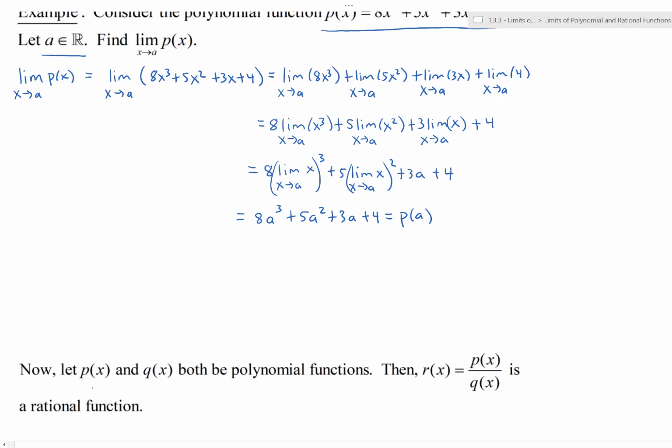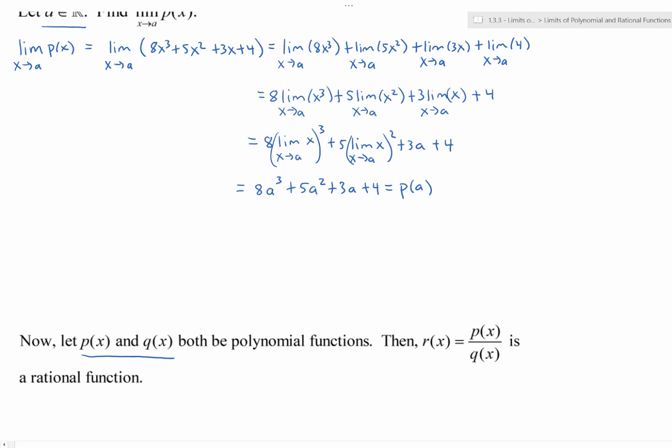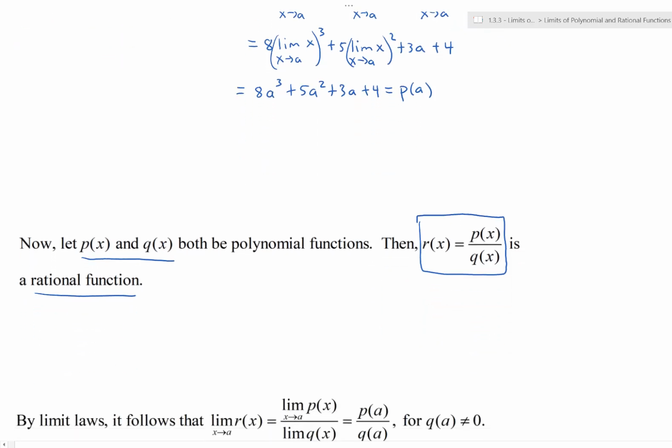Moreover, if you have two polynomial functions, let's call them p of x and q of x, and I take the ratio of p of x over q of x, call it the function r of x, by definition, that's a rational function. Rational functions are ratios of polynomials. And we just saw that if I have a polynomial function and I want to take its limit as x goes to some real number a, I just plug it into the function. So because p of x and q of x are both polynomials, when we take the limit as x goes to a of this rational function, we have a ratio of polynomials, and it allows us to use the quotient law for our limits.